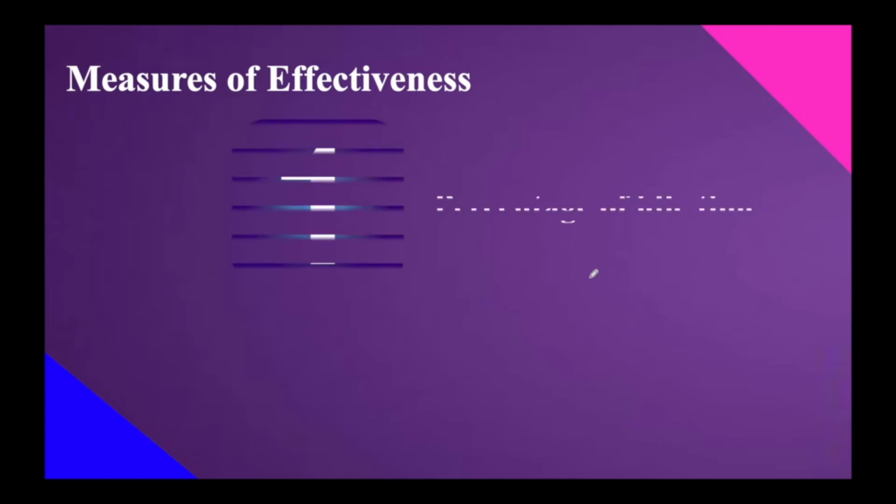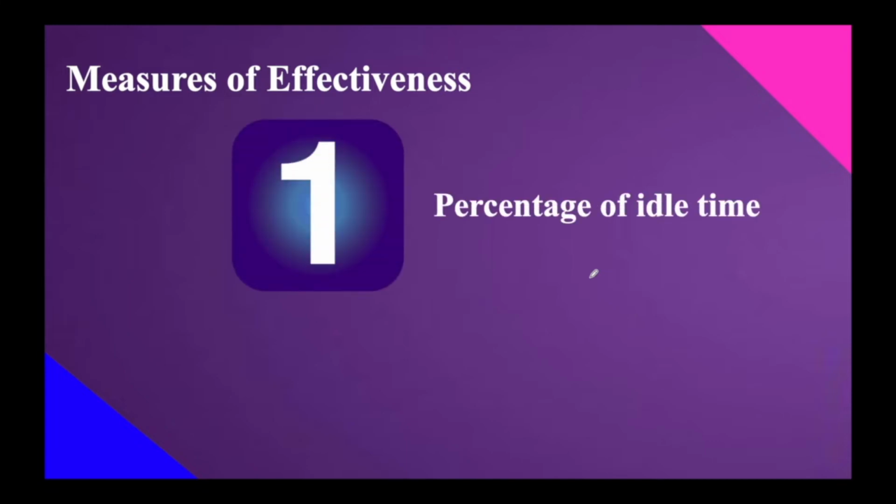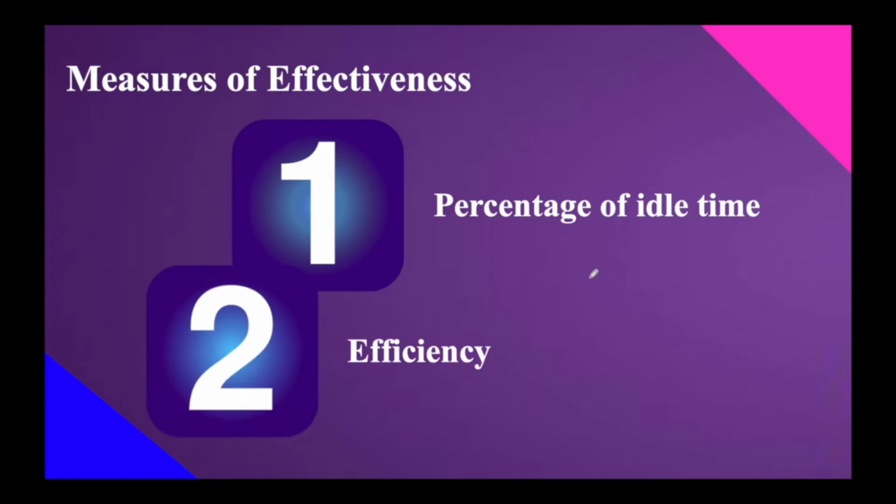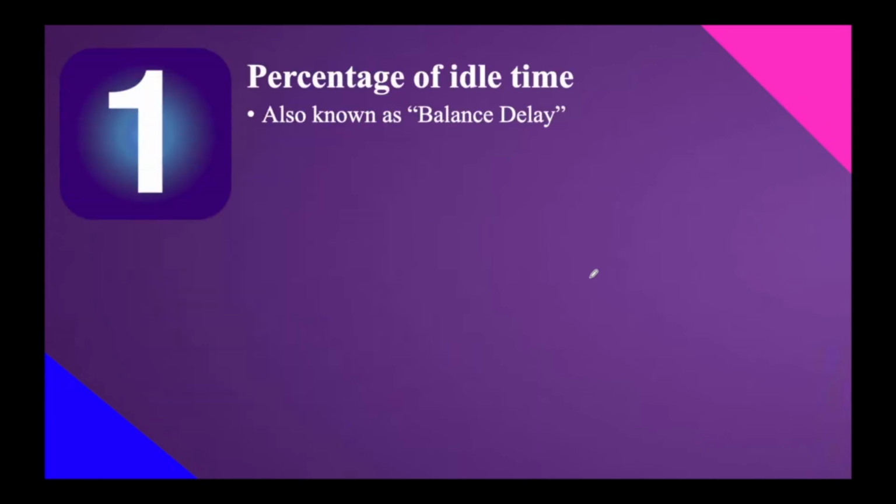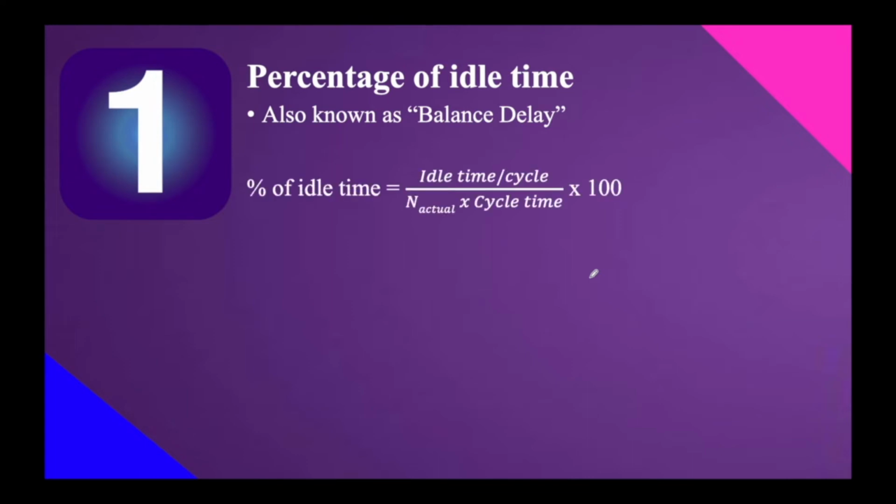Now, the question is how we should assure that we have the effective line balanced layout. Measures of effectiveness. For the measures of effectiveness, we have actually two. For the first one, that is the percentage of idle time. Second one is the efficiency. When we say percentage of idle time, this is also known as balance delay. The formula is percent of idle time equals idle time per cycle over N actual, where N sub-actual is the actual number of workstations that we have, multiplied by the cycle time, times 100.